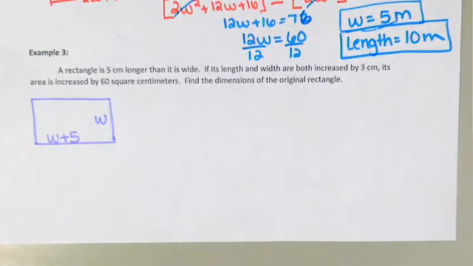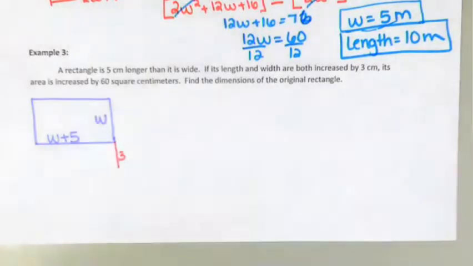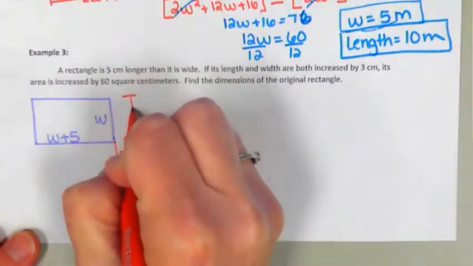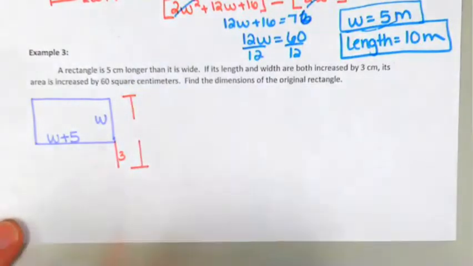Okay. If its length and width are both increased by 3, so we're just increasing by what? 3. Are we doing it to both sides? No, we're only doing it to one side. We're extending my width 3 centimeters, right? So what would be my new width of my new rectangle if I extend it 3 centimeters?